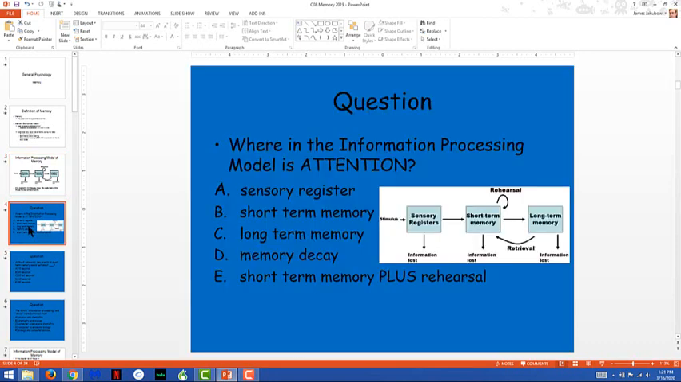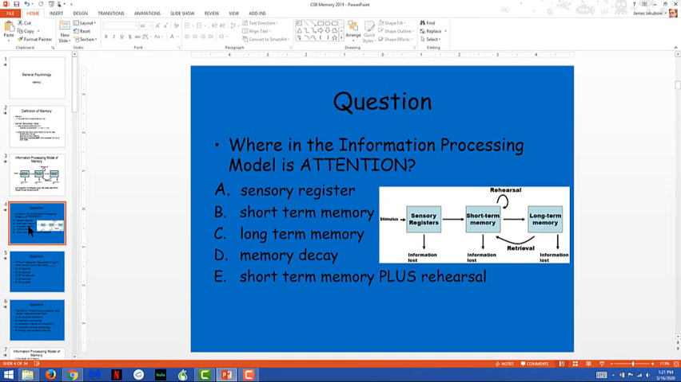Now I have a few questions here that are based off of the information processing model. Where in the information processing model is attention? Well, I'll give you a shot to take a look at that. Pause the movie if you want, and I'll give you the answer in a moment.